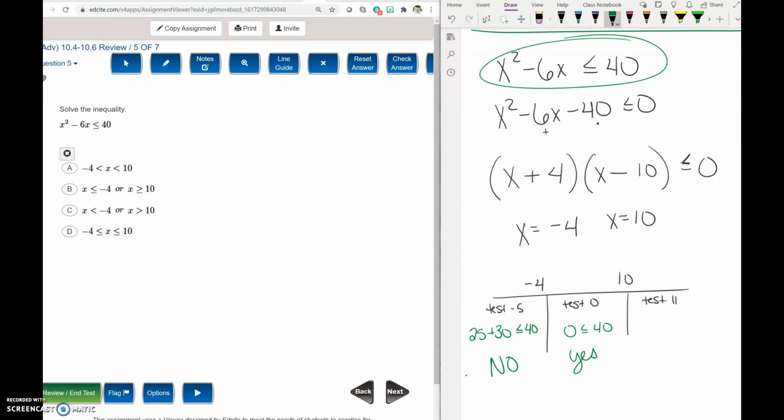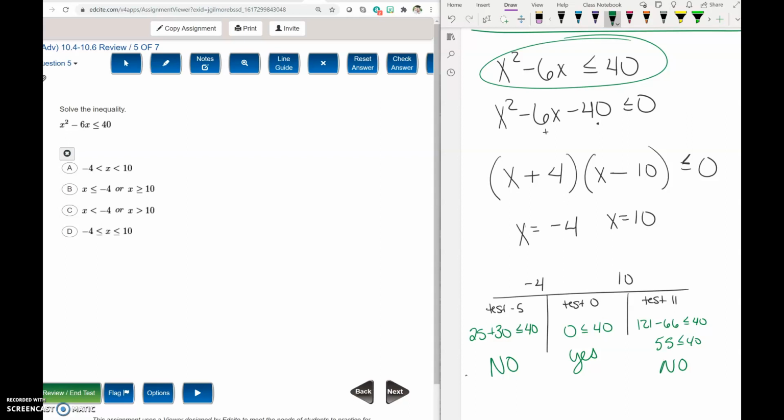And if I test 11, that's 121. 6 times 11 is 66. That'd be minus 66. And let me actually check that on my calculator. 121 minus 66 is 55. No. So we want the numbers that are in between -4 and 10.